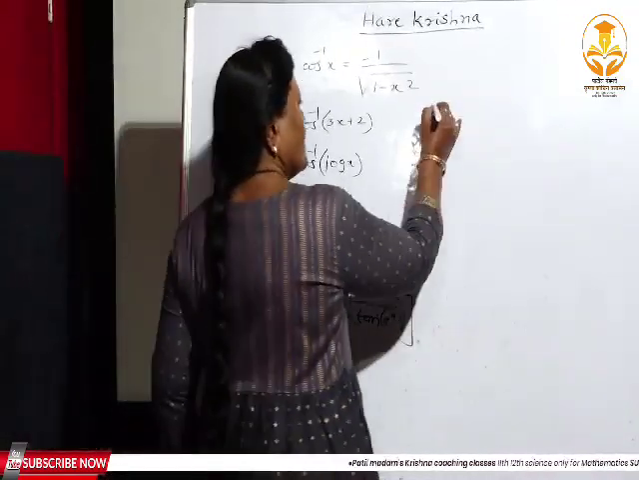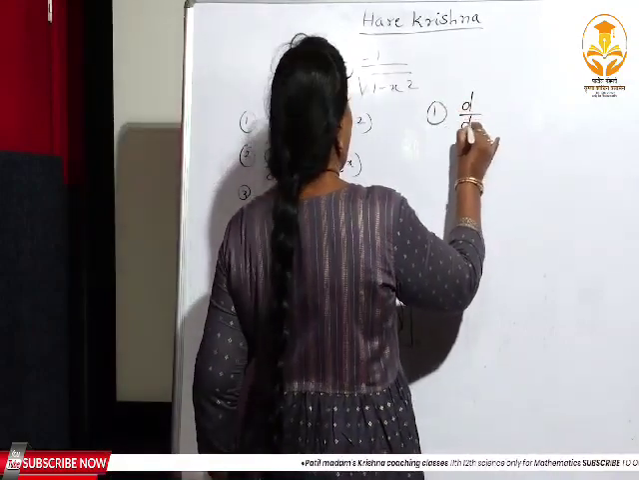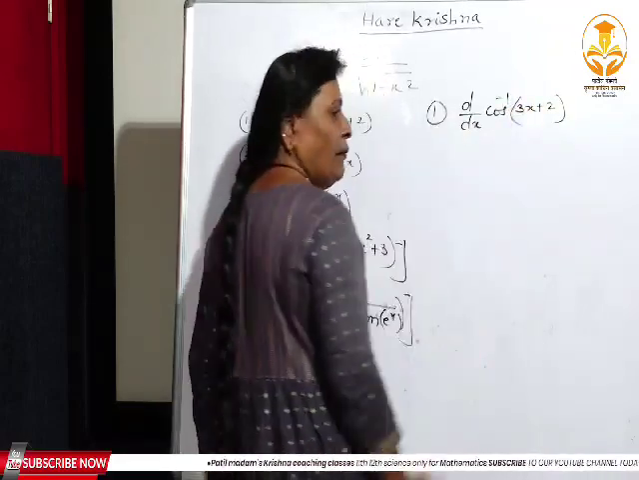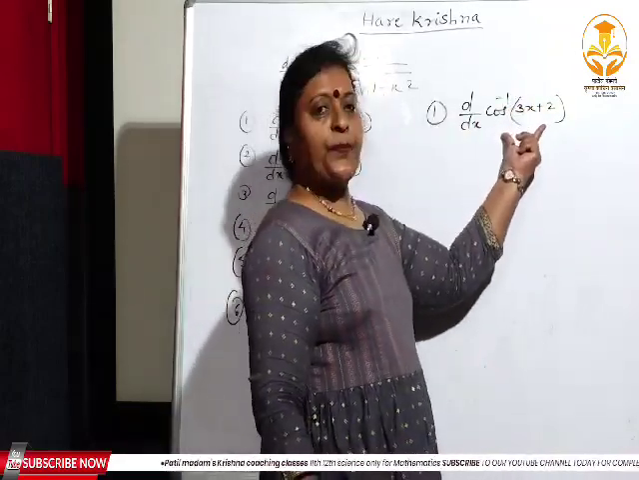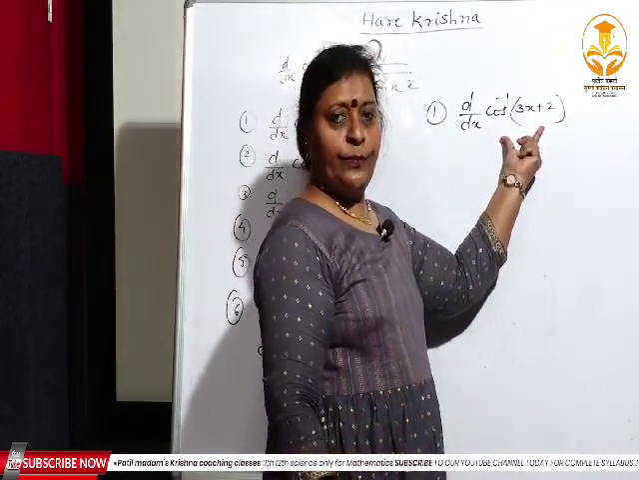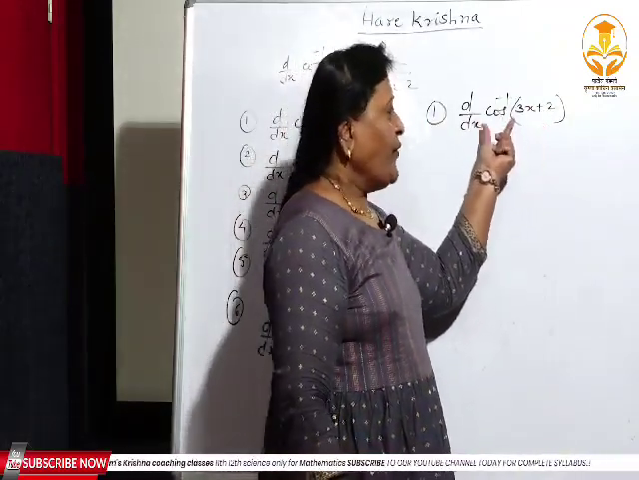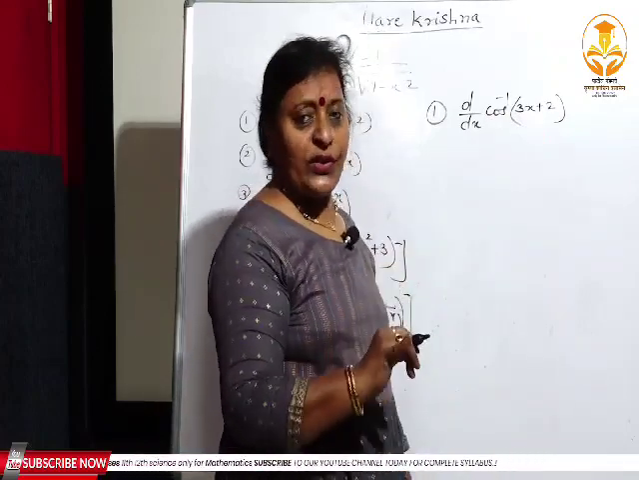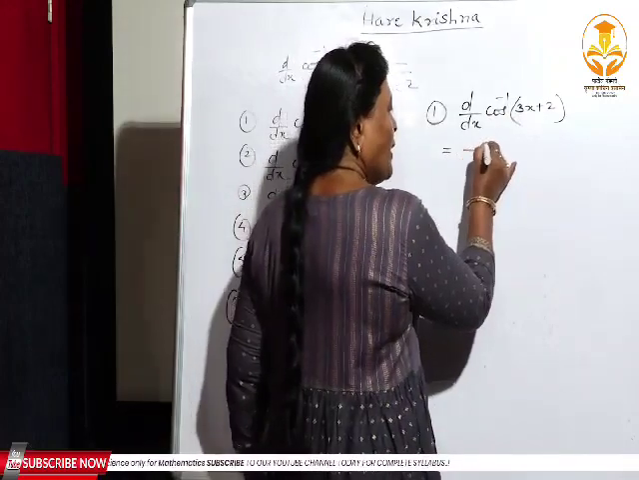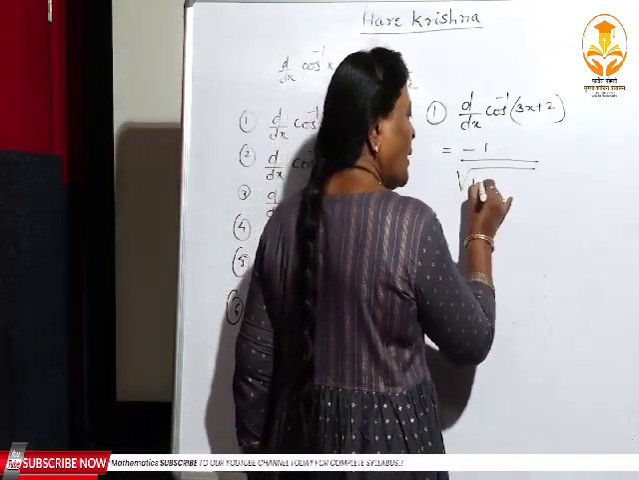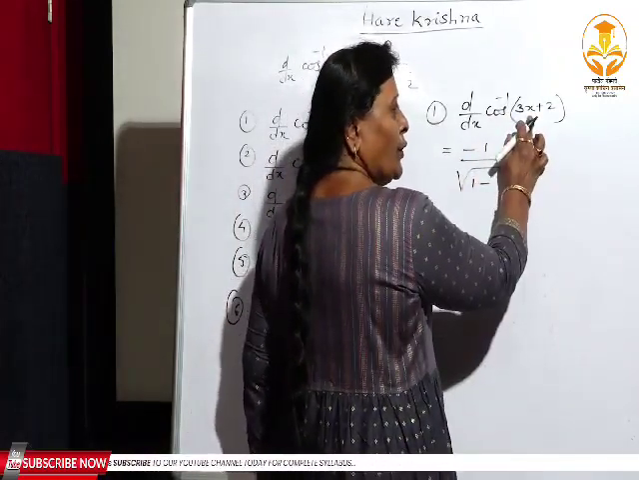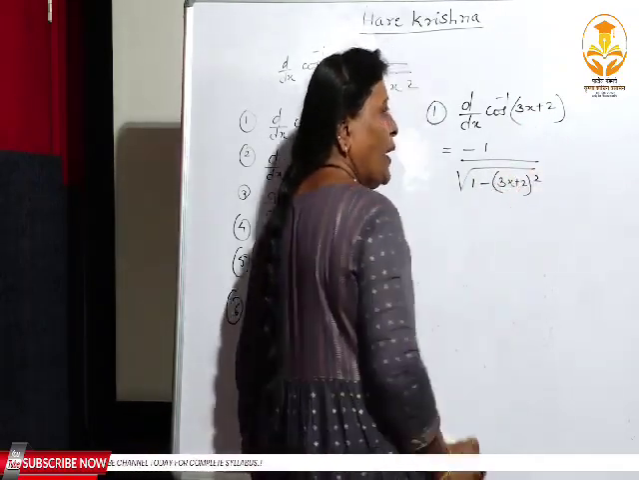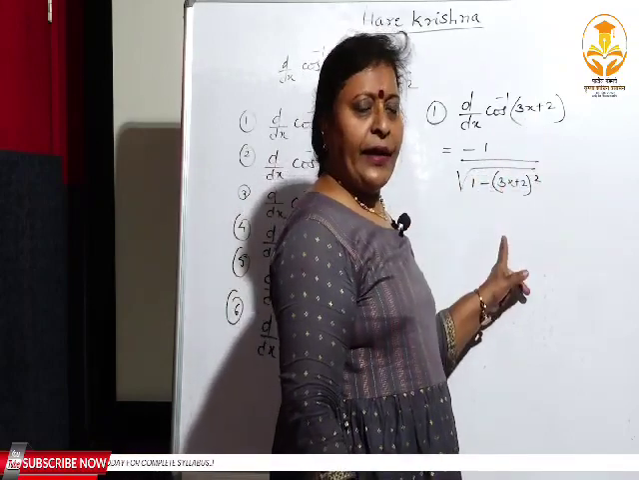So the first one, d/dx of cos inverse of 3x plus 2. Right? Again this 3x plus 2 is considered as u. The derivative of cos inverse u is again minus 1 upon root of 1 minus u square. Isn't it? What is u? 3x plus 2. That you have to write as 3x plus 2 whole square. Right? You have substituted u and found the derivative.